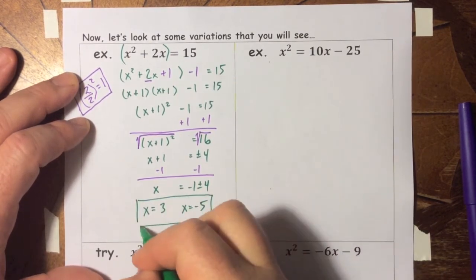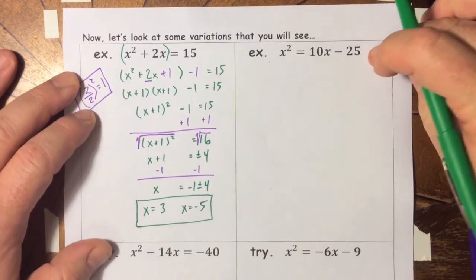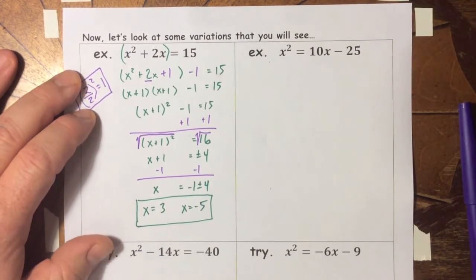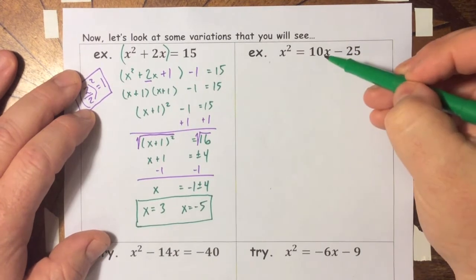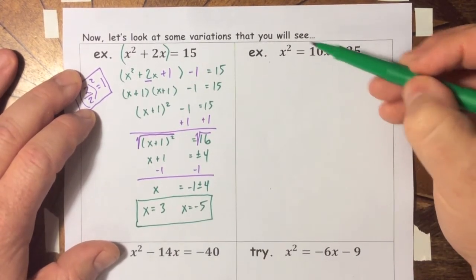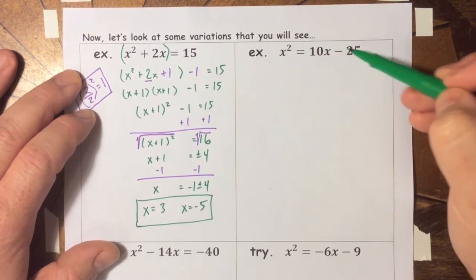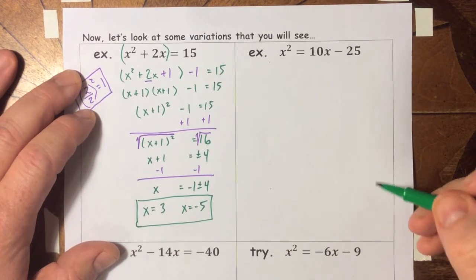Thus my two answers. Let's go ahead and move over to the next example. The next example does have an issue here. The 10x is actually on the wrong side of the equation. The 10x must be on the same side as the x squared. Although I really don't care about the negative 25, I don't need to move it over.